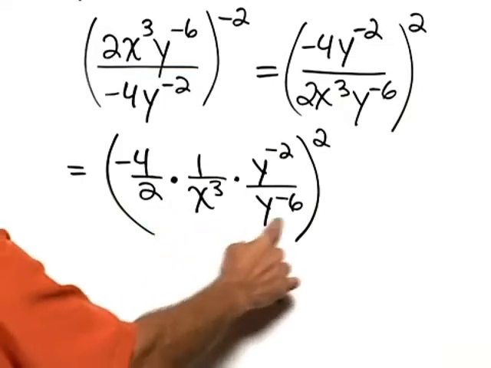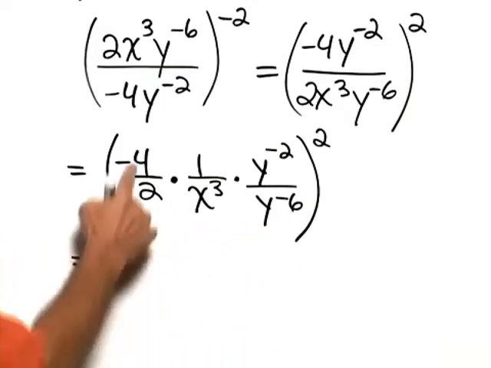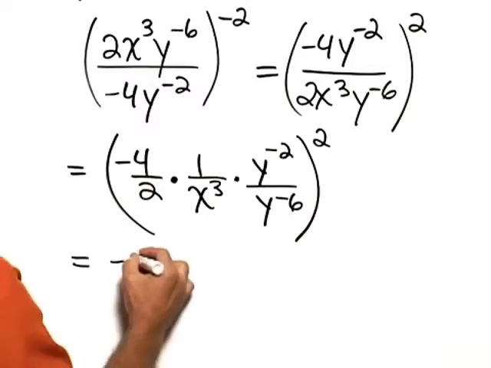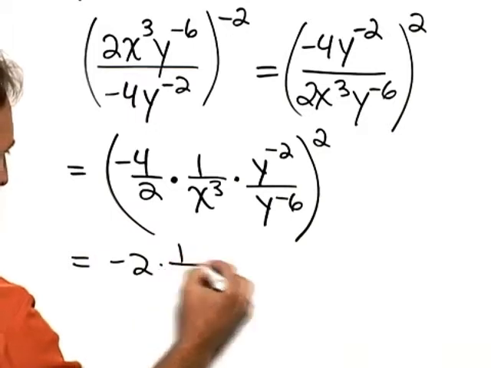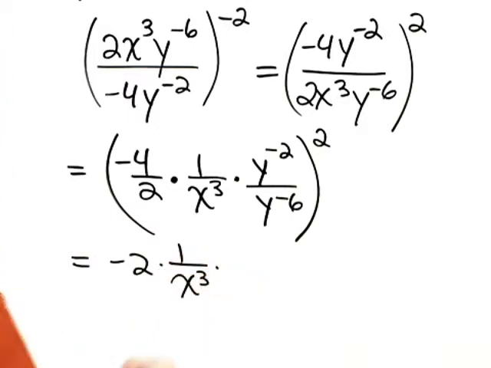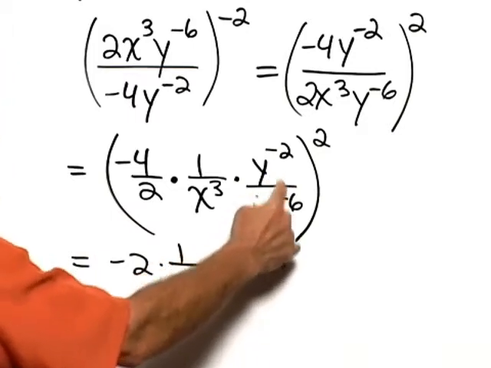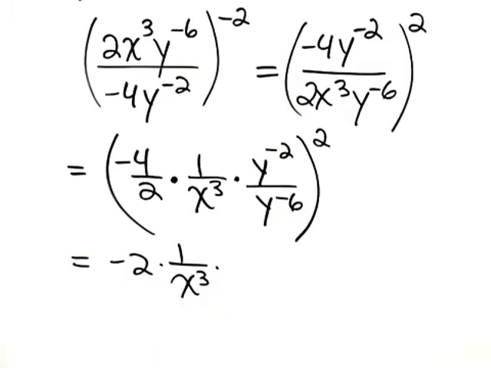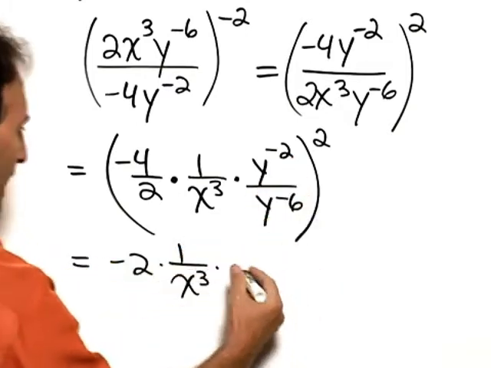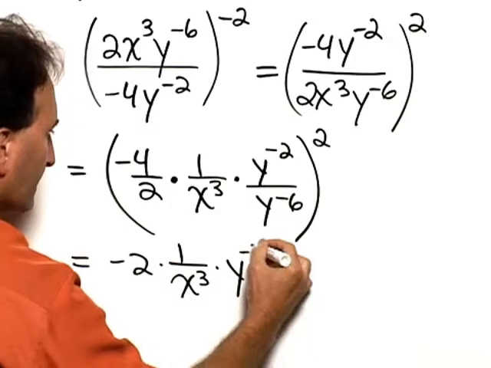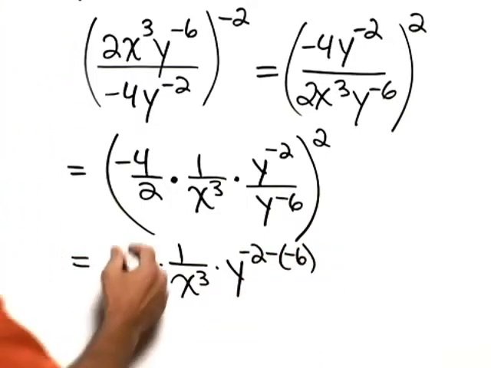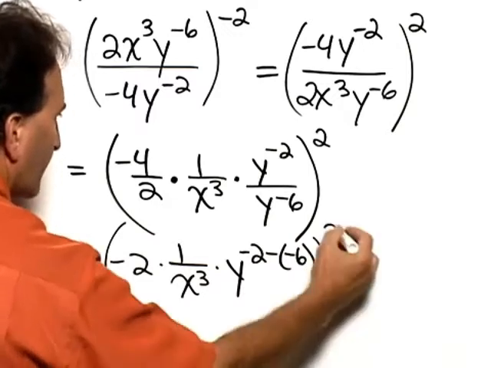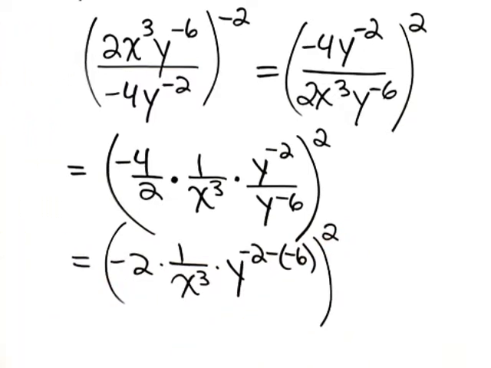Let's deal with each of these factors. Negative 4 divided by 2 is negative 2. 1 over x cubed remains the same, 1 over x cubed. And then when we are dividing exponential expressions, we subtract the exponents. This would be y to the negative 2 minus negative 6. All of that is still in parentheses.